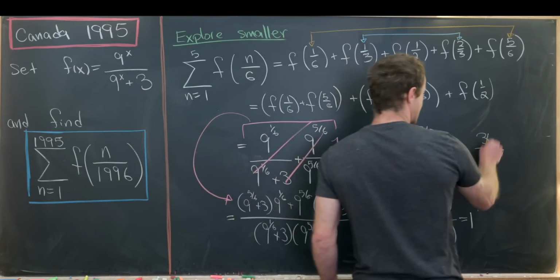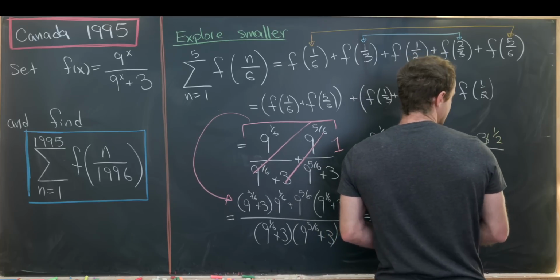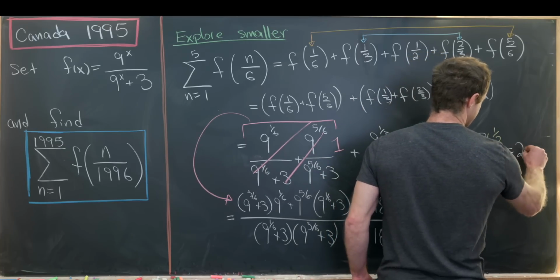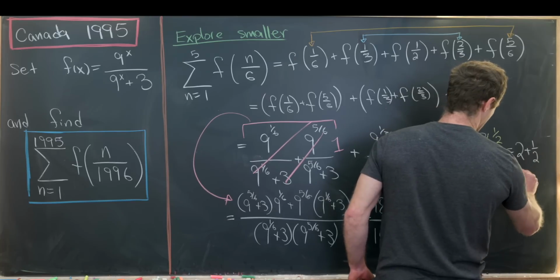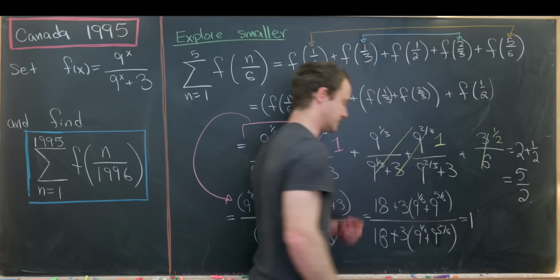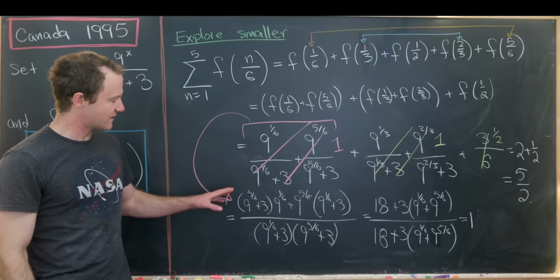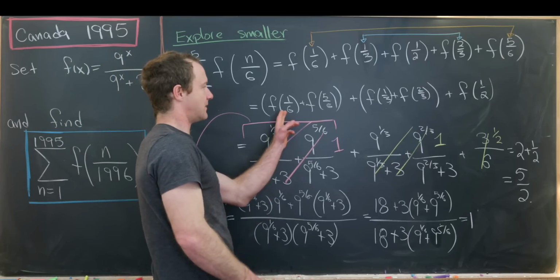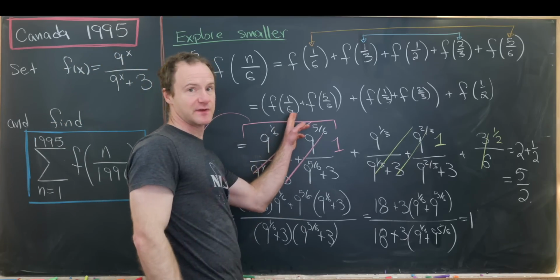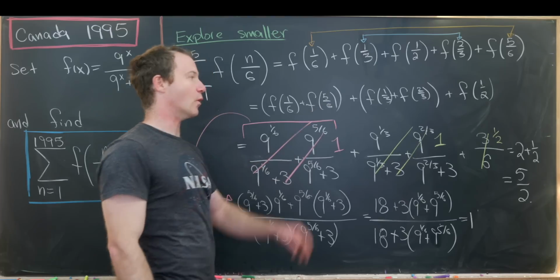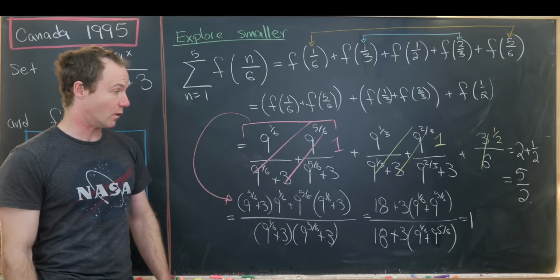And then this right here is obviously 1/2. So our answer is 2.5. I'll just write that as 2 plus 1/2, or 5/2. So the important thing here is that when we combined f evaluated at something plus f evaluated at 1 minus something, we got the number 1.